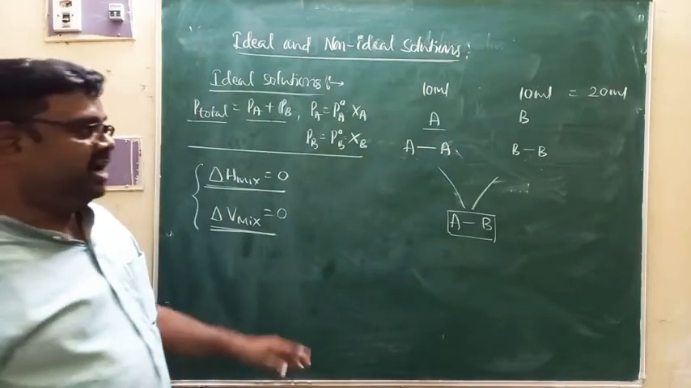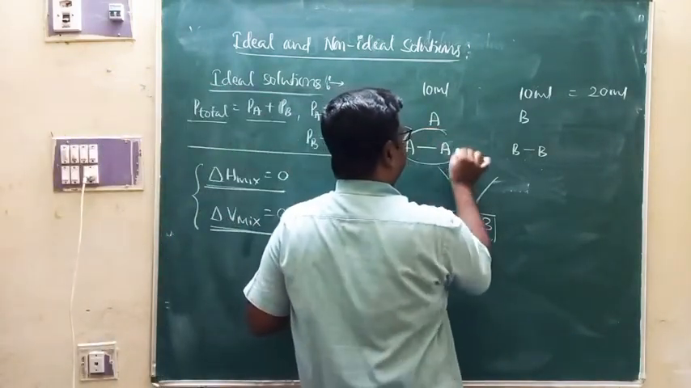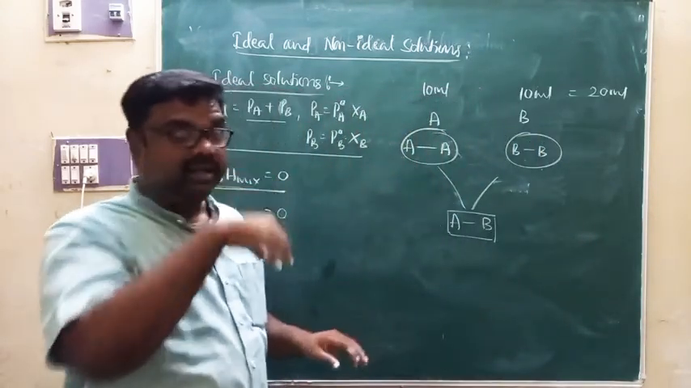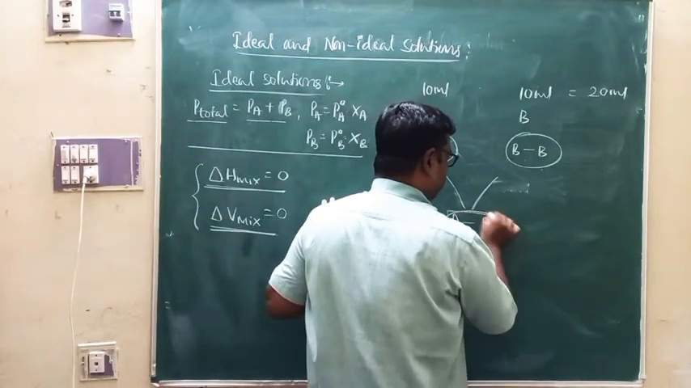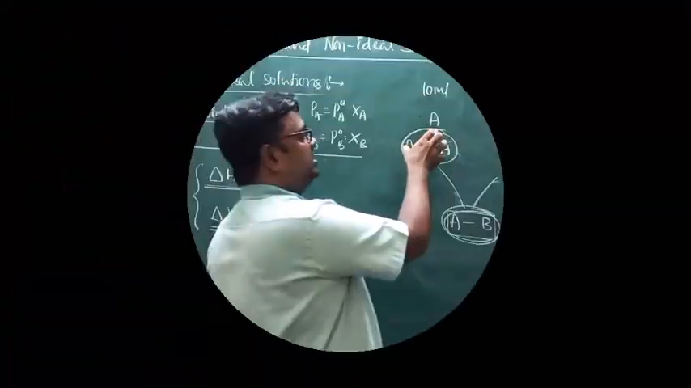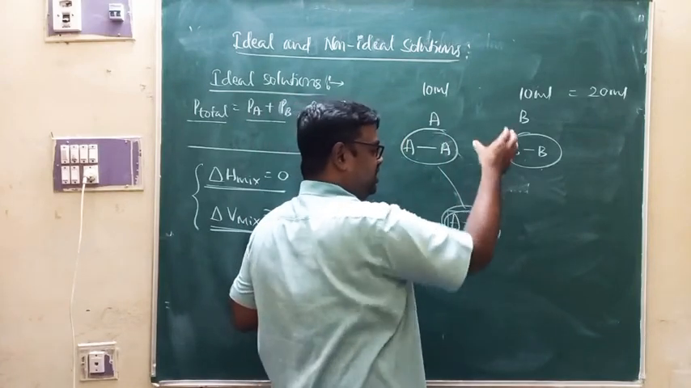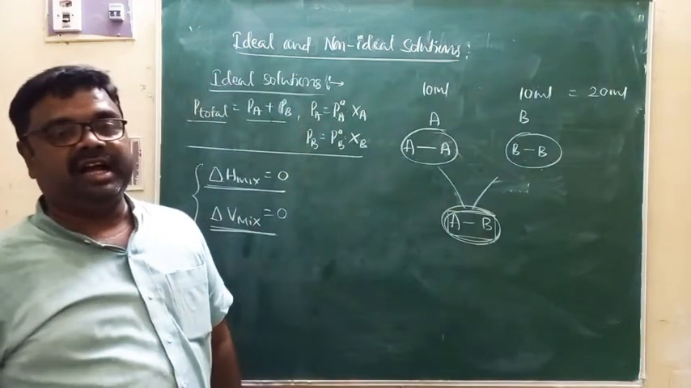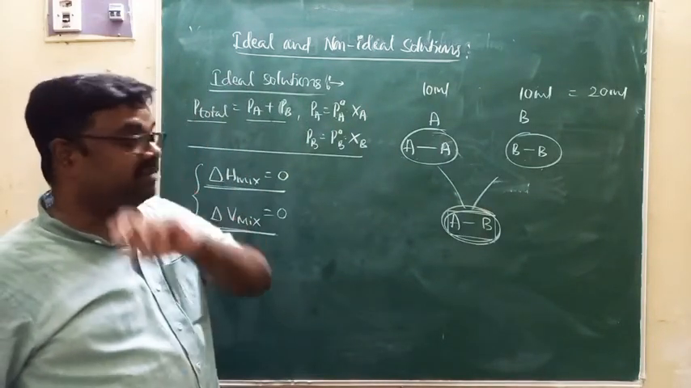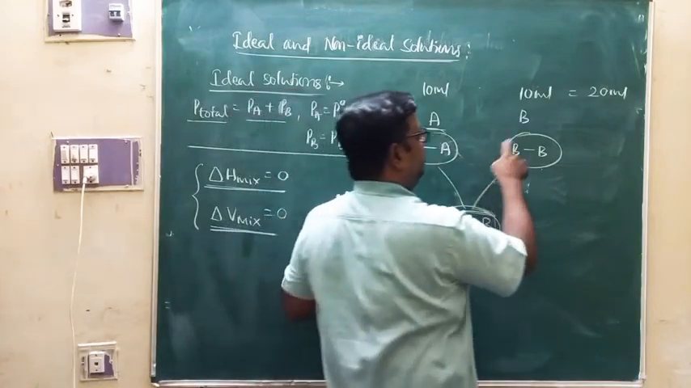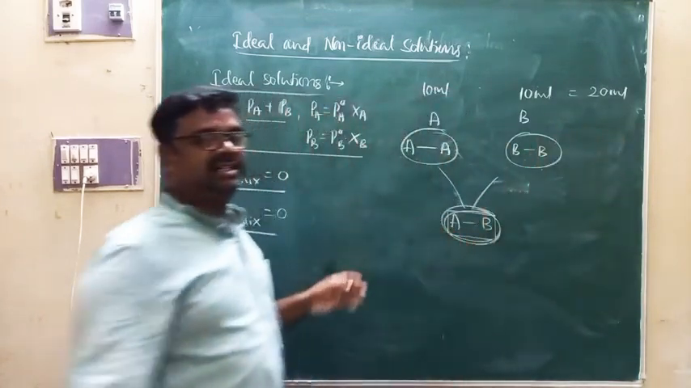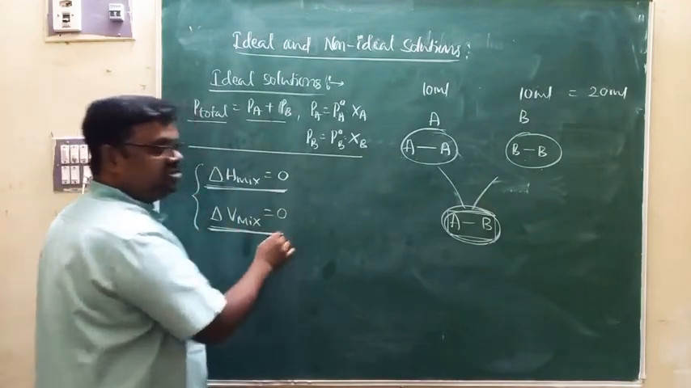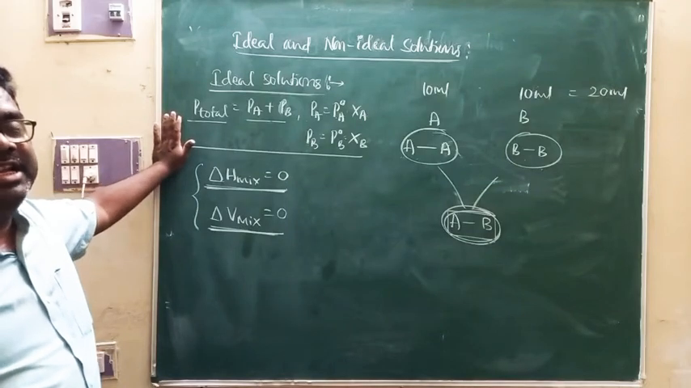In ideal solutions, the force of attractions among the molecules of A and among the molecules of B are similar to the force of attractions among the molecules of A and B in the solution. Attractions among the molecules of pure components is equal to force of attractions among the molecules of the solution, and that is what we call ideal solutions. Therefore, AA interactions or BB interactions are similar to the AB interactions. Because of that, no heat will be liberated during mixing, and no volume change during mixing. So that is what we call ideal solutions.